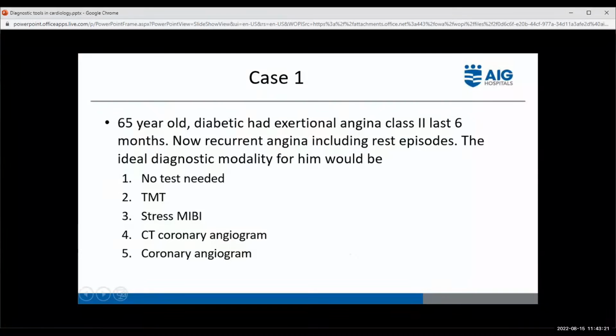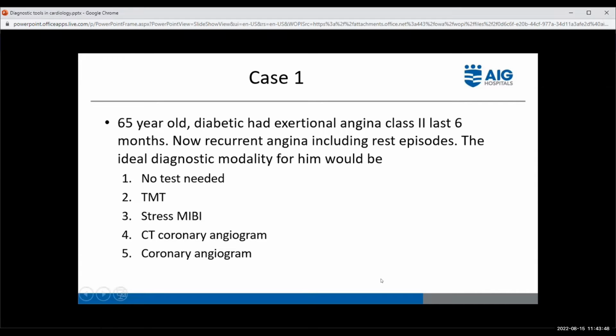It is case one. It is a 65-year-old male diabetic who has had exertional angina, functional class 2, for the last 6 months. Now recurrent angina. The ideal diagnostic modality for him would be: one, no test needed; two, TMT; three, stress MPI or a CT coronary angiogram.